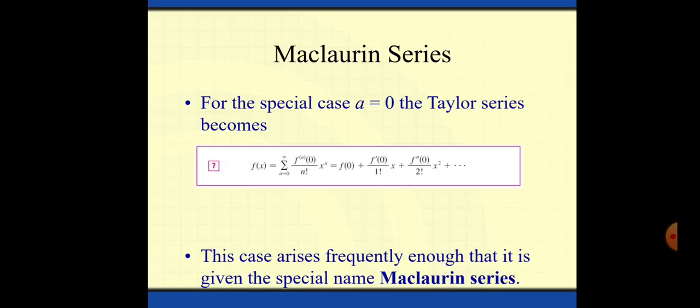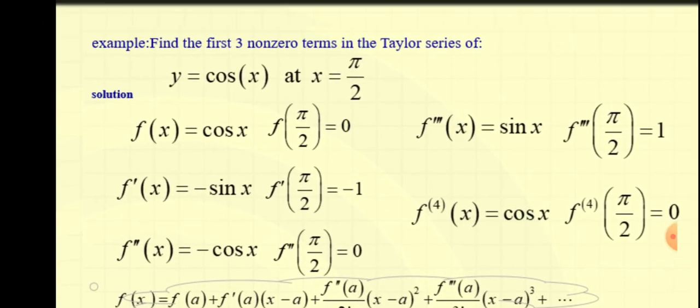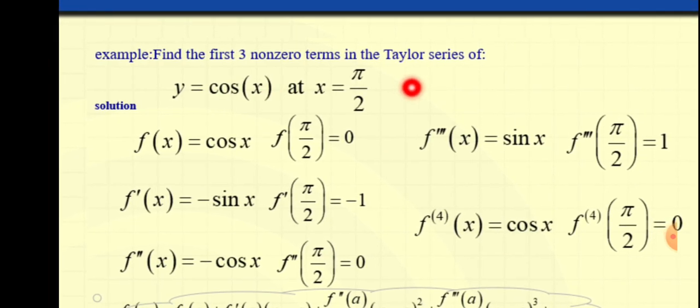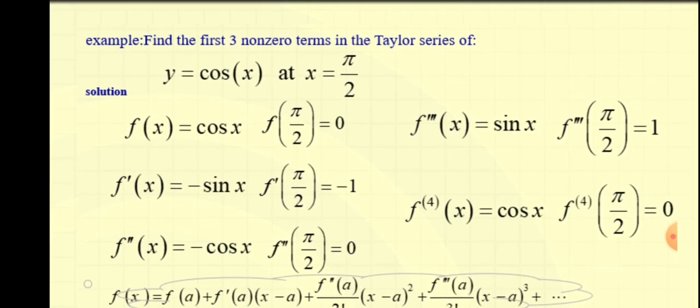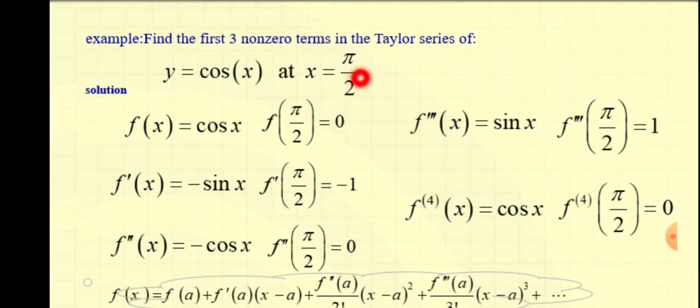For example, if you wanted to express this function y equals cosine x using x equals pi over 2, and we wanted to express this function as three non-zero terms, so we have to find here y equals cosine x. It means that the function f of x equals cosine x, we can find a few derivatives, f prime, f double prime, and so on, and we have to substitute x equals pi over 2 in each one.